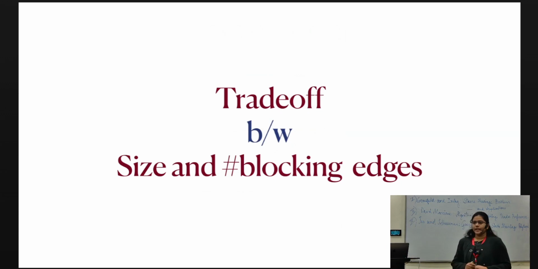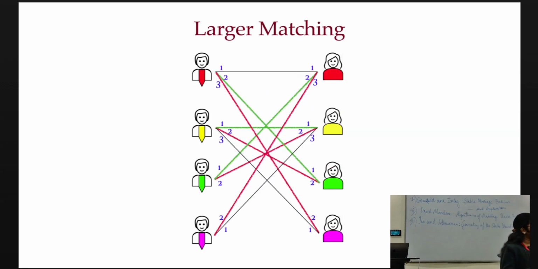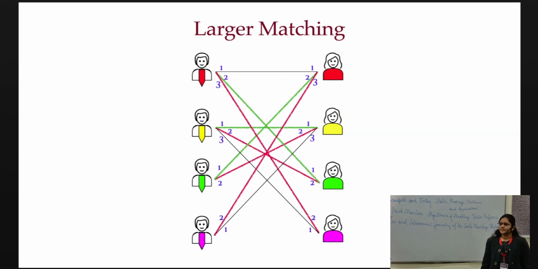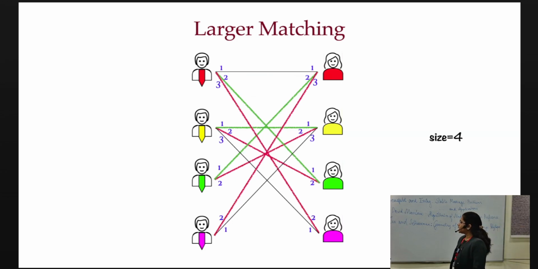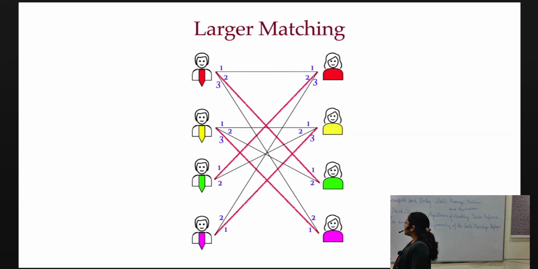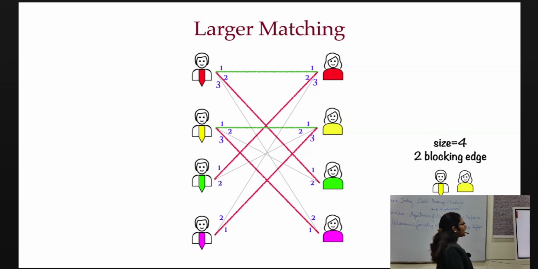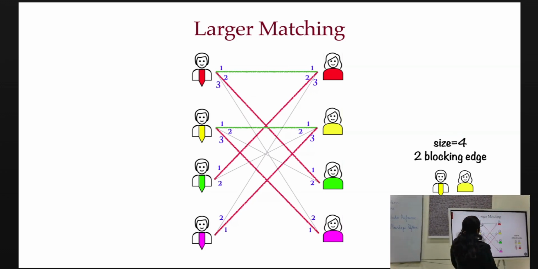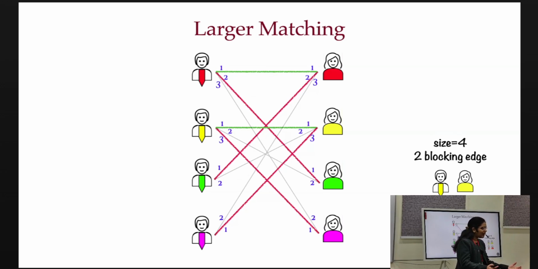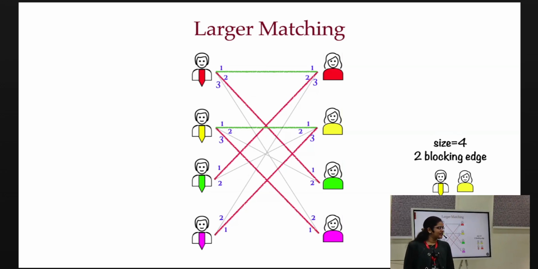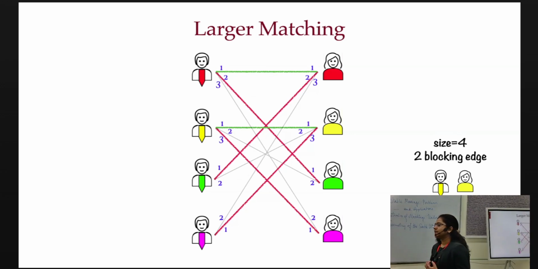But let us look at it. Is it the only matching of size 3 here? Size 4 here? This matching has 3 blocking edges, right. But if I look at this matching, then I have only 2 blocking edges. So it is not the case that any matching of a given size has exactly the same number of blocking edges. So what is the question that is meaningful for us?